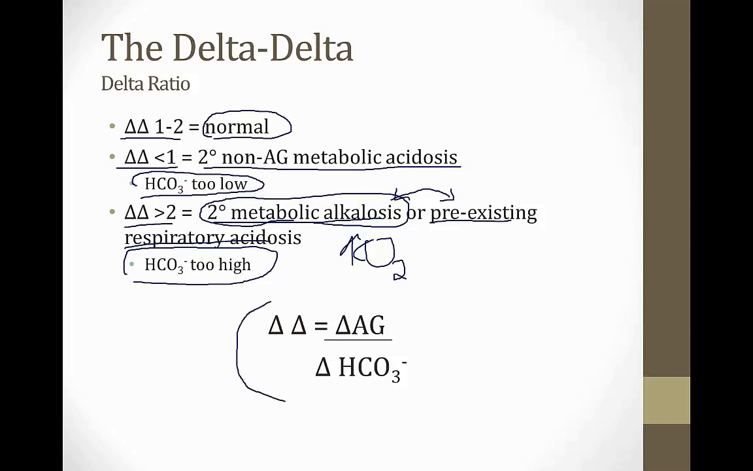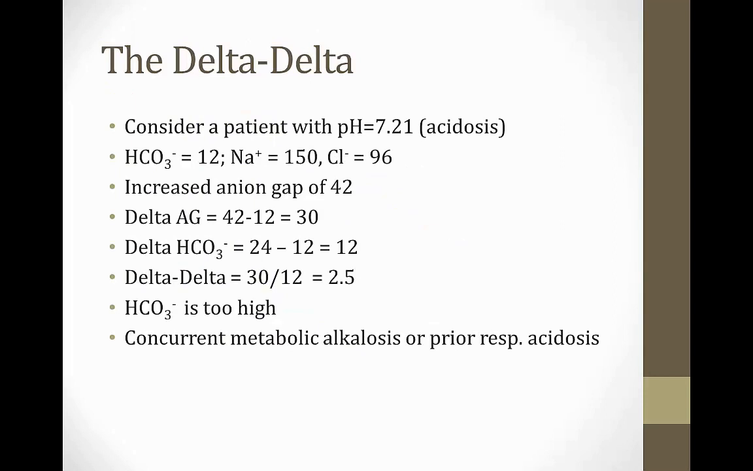So just remember that you use this equation in all anion gap metabolic acidoses to determine whether there is a concomitant or secondary metabolic acid-base disorder. It's easiest to understand this if we consider a hypothetical example. Suppose a patient has a pH of 7.21. That's a low pH, so we have an acidosis. The bicarb is 12, so a low bicarb and an acidosis is a metabolic acidosis. And then the sodium is 150 and the chloride is 96. From these numbers we can calculate the anion gap, and it's high at 42.